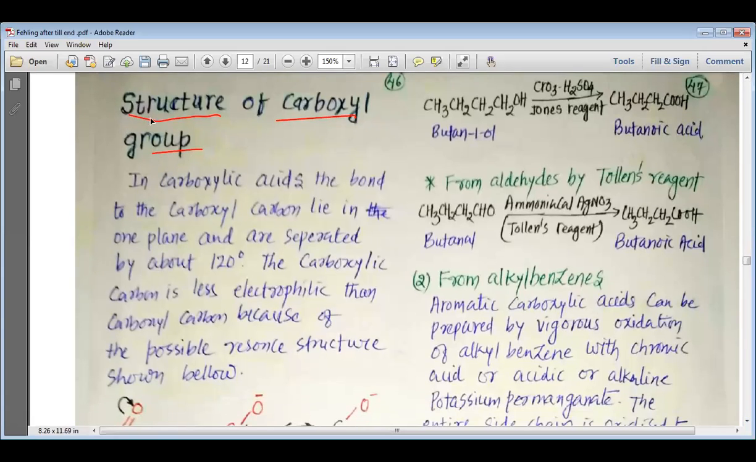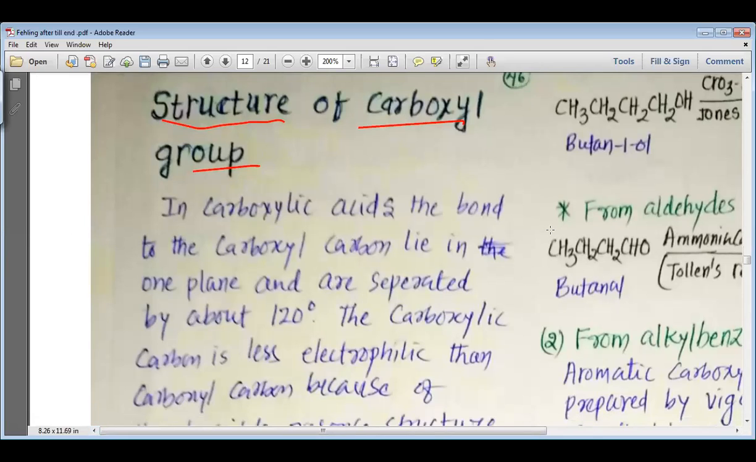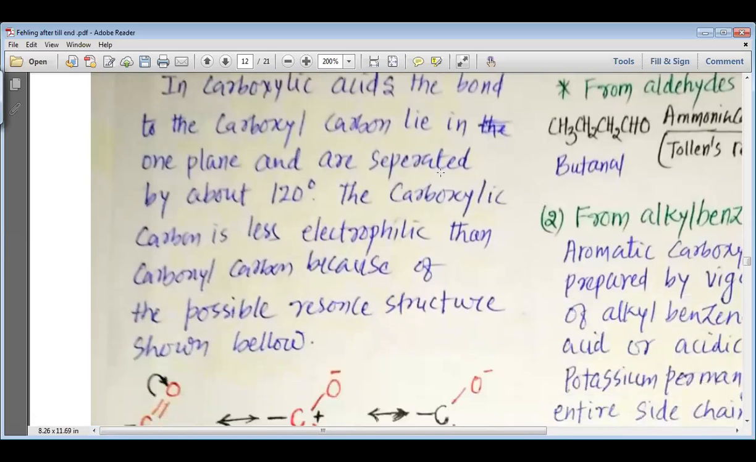Let's move forward and study the structure of carboxylic acid. In carboxylic acid, the bonds to the carboxyl carbon lie in one plane and are separated by about 120 degrees. The carboxylic carbon is less electrophilic than the carbonyl carbon because of the possible resonance structures shown below.